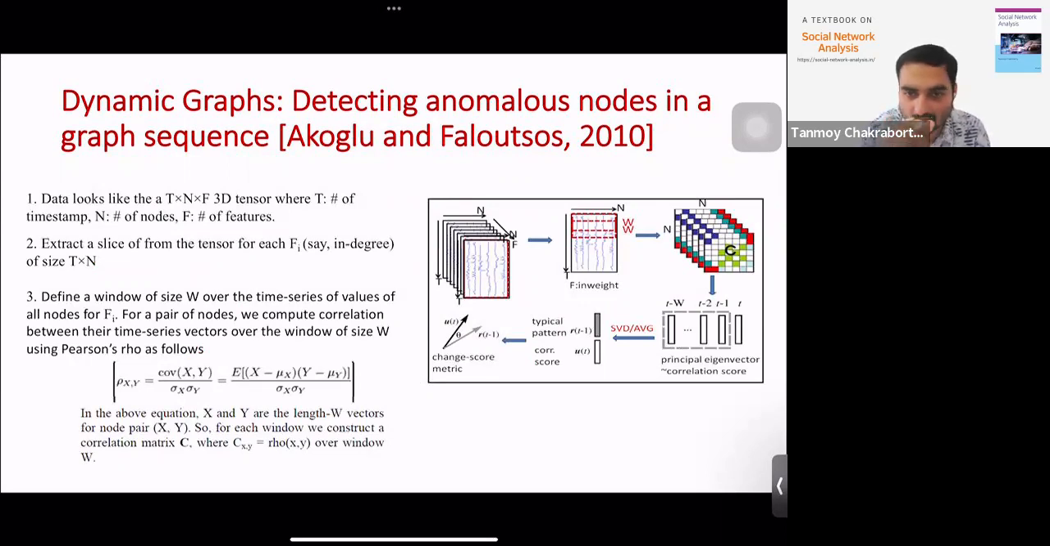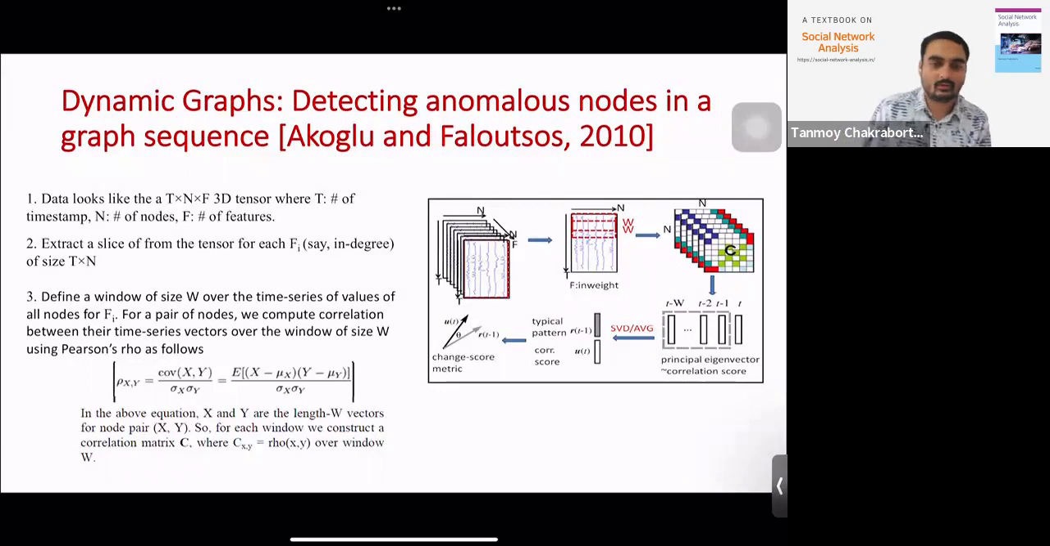For every node, you have the corresponding ego net, and how this ego net changes over time. The ego net represents the particular node. Now, if the neighborhood structure of a node changes drastically over time, that means this particular node is anomalous. That is the hypothesis. Now, you have 12 features, right?